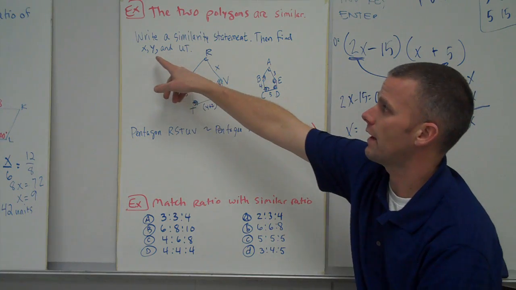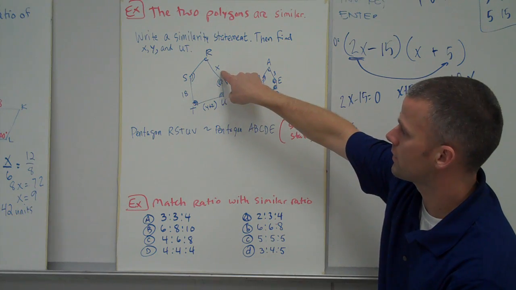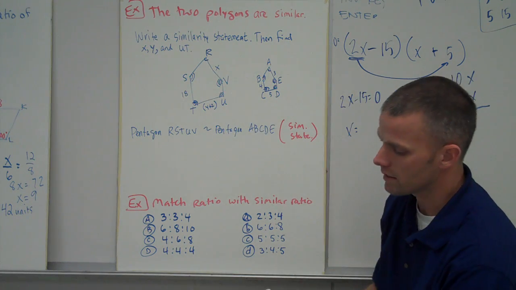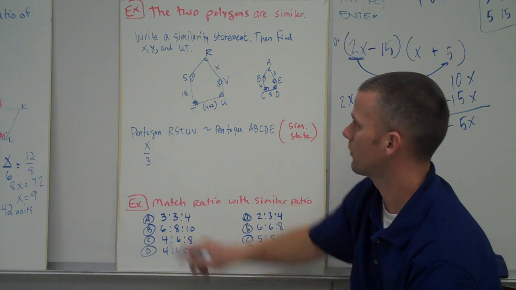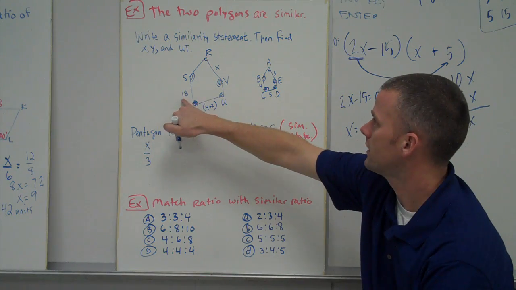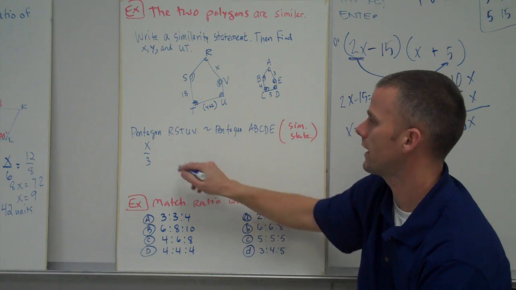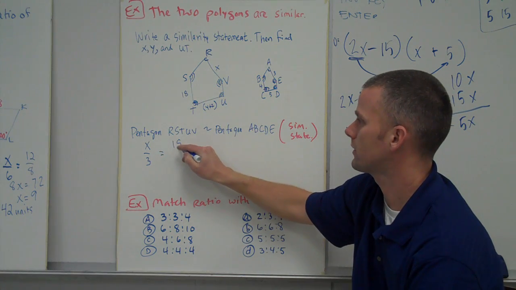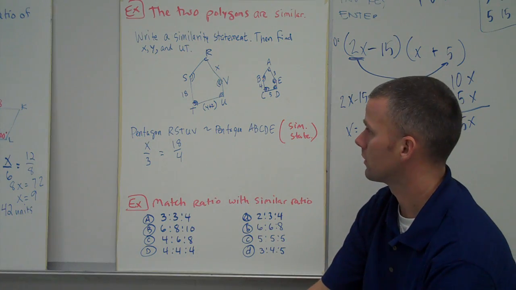In terms of finding the value of x, here we've got x for segment RV. That matches up with segment AE. So I can write a proportion that starts out with x over 3. Right here I know that ST has a length of 18. BC has a length of 4. So again, I've got a pair of corresponding sides where I know both lengths. That's good, because I'm going to use that as the other part of my proportion.